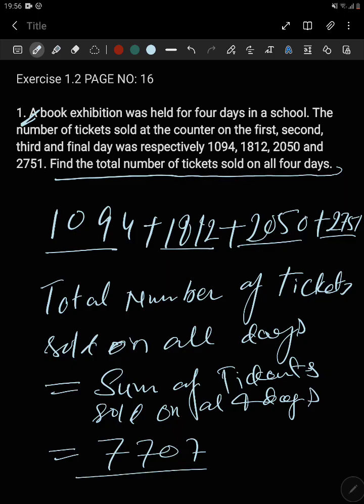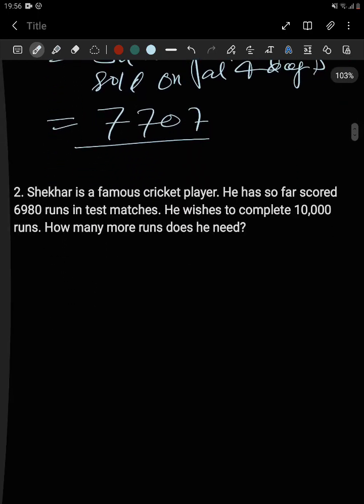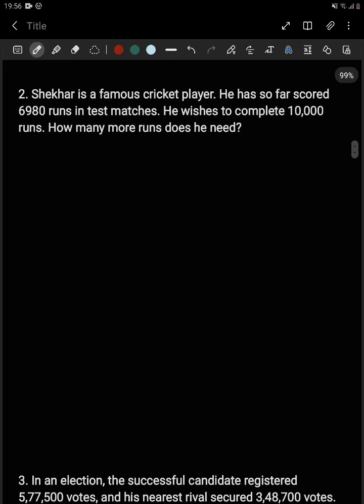Okay, now we'll go to solve the second question. Let's come over here and see the second question of the same exercise. The second question is: Shekhar is a famous cricket player. He has so far scored 6980 runs in the test match, and he wishes to complete 10,000, means he has not yet completed 10,000 and he has to arrive at 10,000.